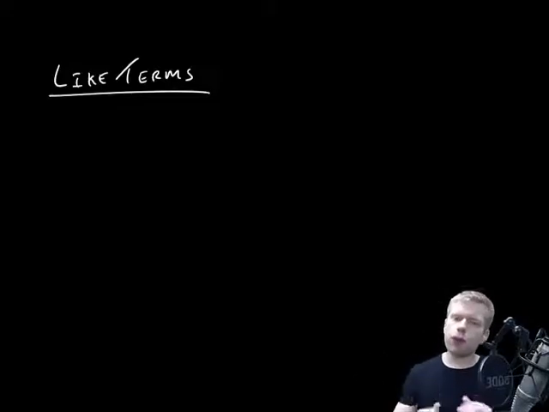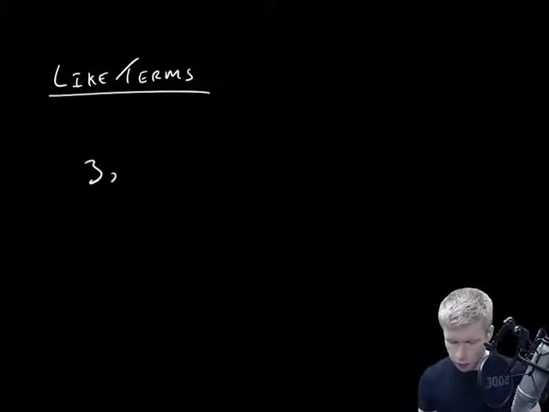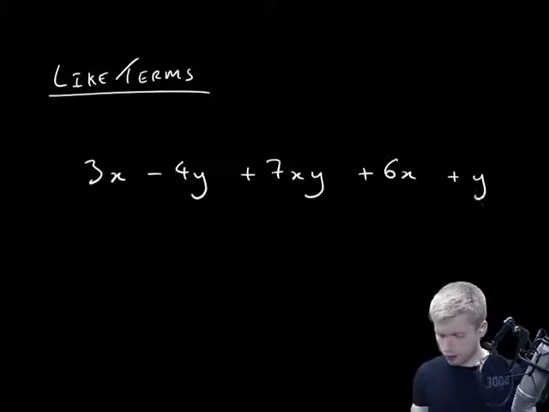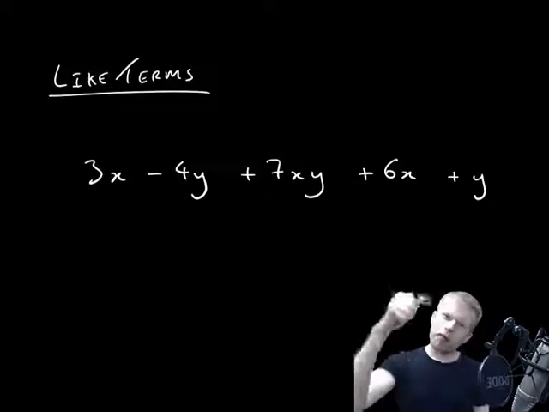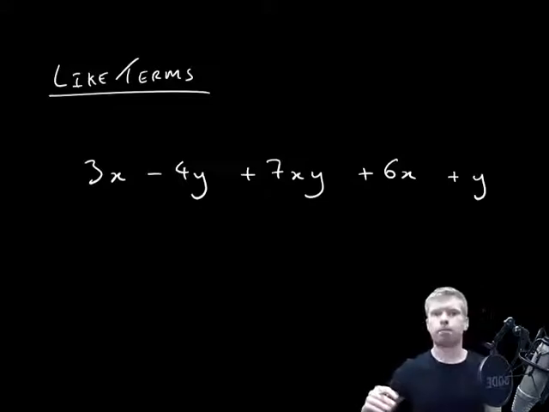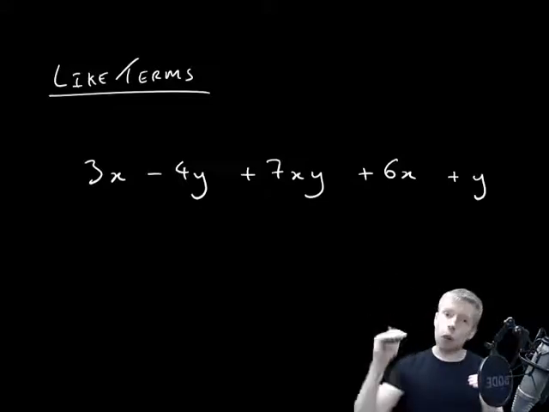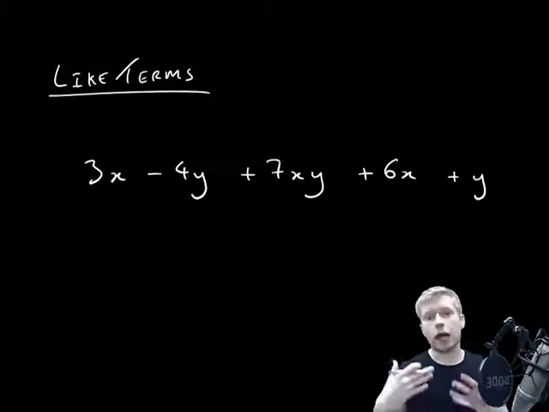Now, in order to understand this, we first of all need to understand what a like term is. It's the most basic way of simplifying algebra. So let me write something like this down. Let's suppose I write down 3x minus 4y plus 7xy plus 6x plus y. By the way, I would call this an expression. The difference between an expression and an equation is that an equation has to have an equals in it. Because this hasn't got an equals, it must be an expression.